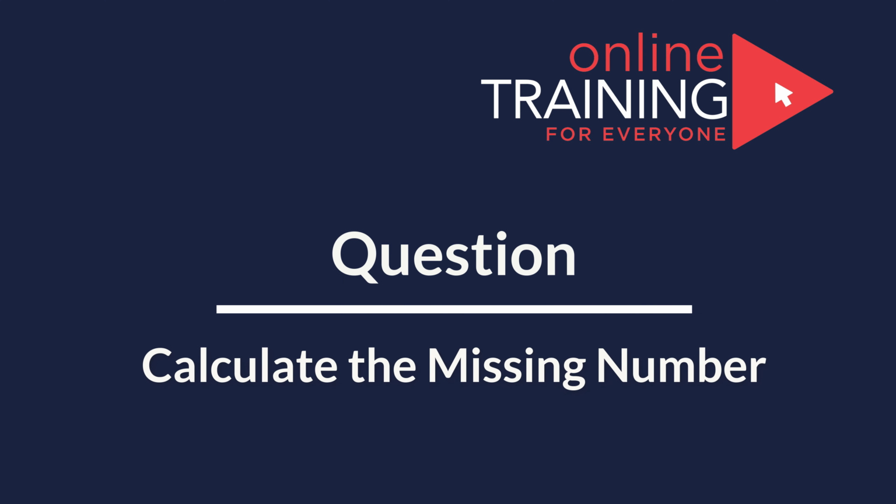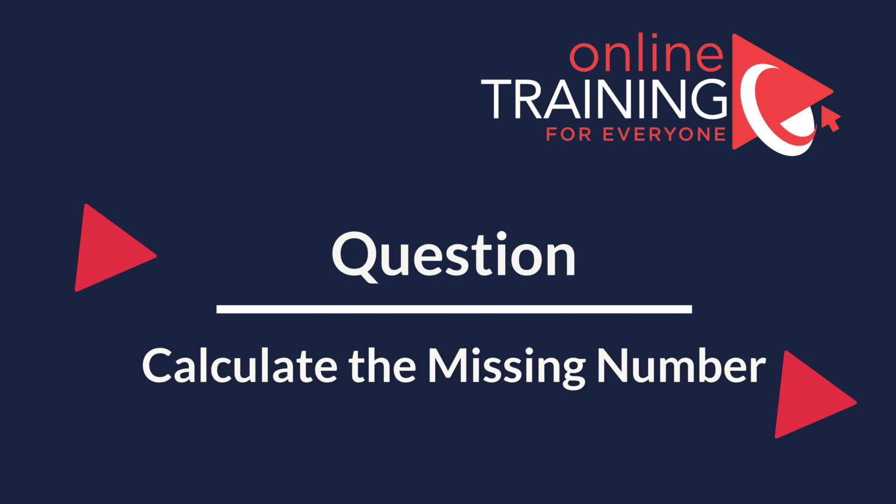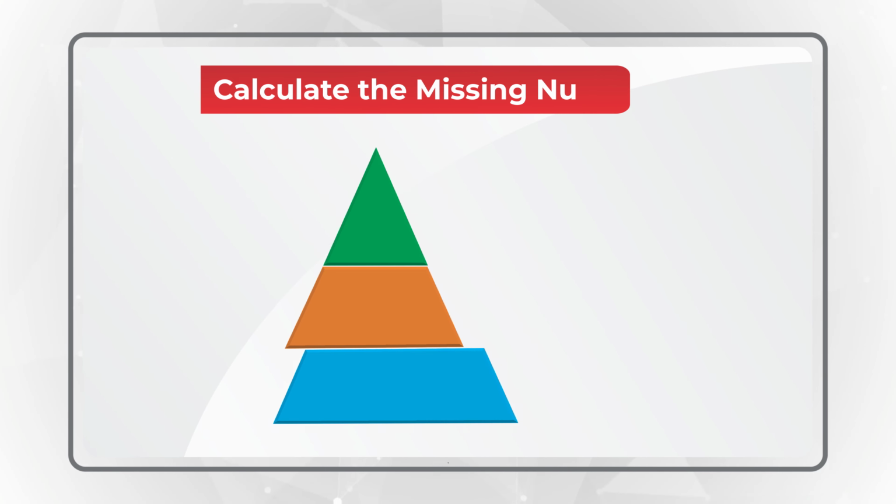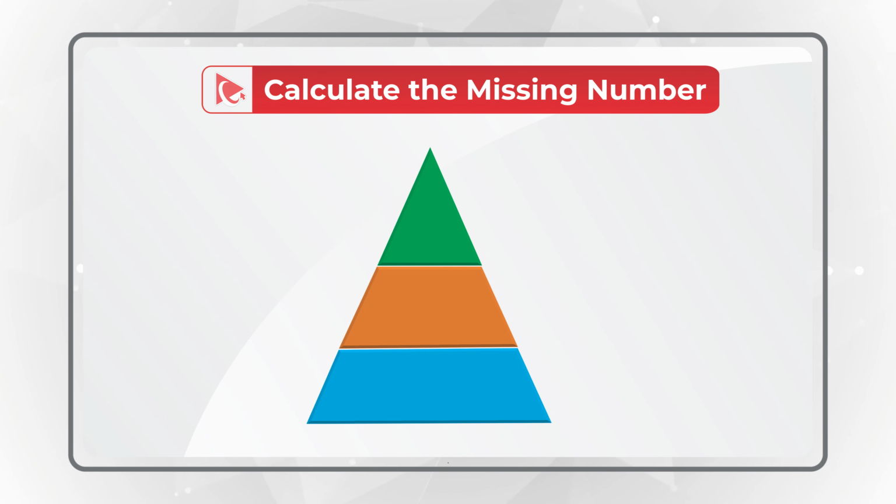Here's an amazing question to test your analytical skills. You need to calculate the missing number. You're presented with a triangle, which is split into 3 equal or almost equal parts. At the bottom of the triangle, on each side, you see numbers 8 and 2. In the middle section of the triangle, you see numbers 4 and 6. And on the top of the triangle, you see number 3 on the left, and on the right, you need to calculate the missing number.